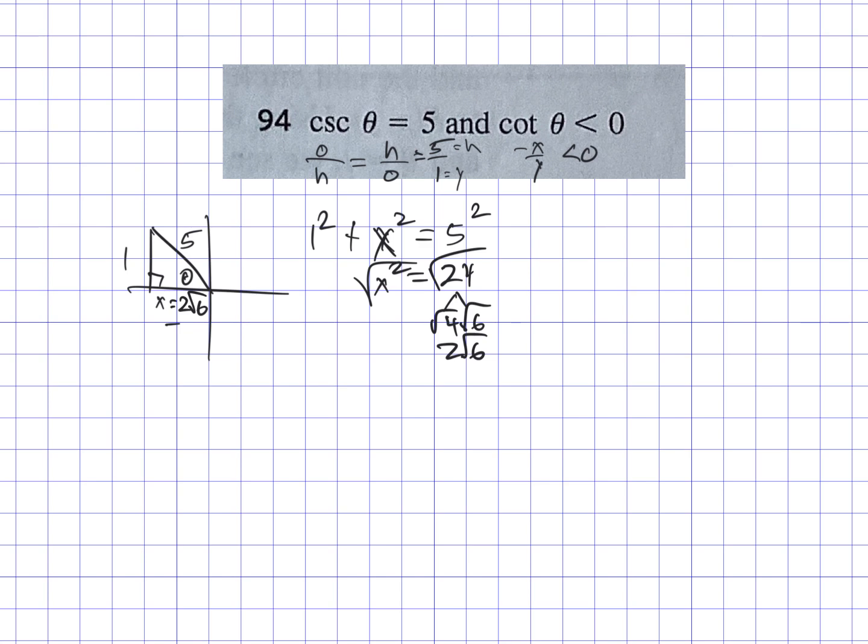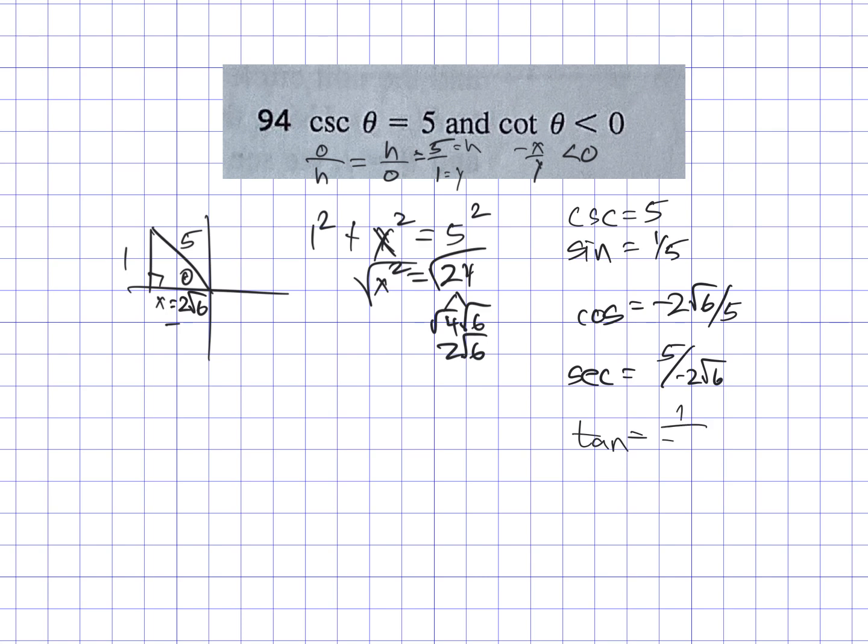All right? So we have the cosecant. That's 5. So that means the sine is 1/5. All right, cosine, the adjacent leg, negative 2 square root of 6 over the hypotenuse. And the secant would be the reciprocal. And the tangent is the opposite leg over adjacent leg, negative 2 square root of 6. This is a 1 here. And the cotangent is going to be the reciprocal, negative 2 square root of 6.